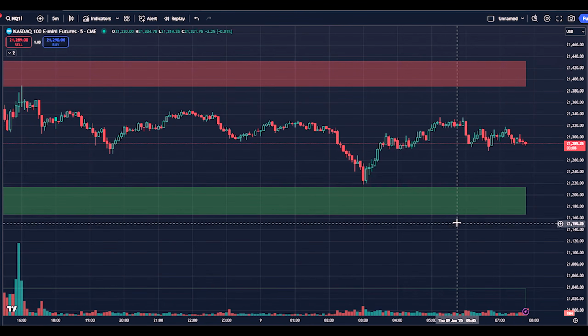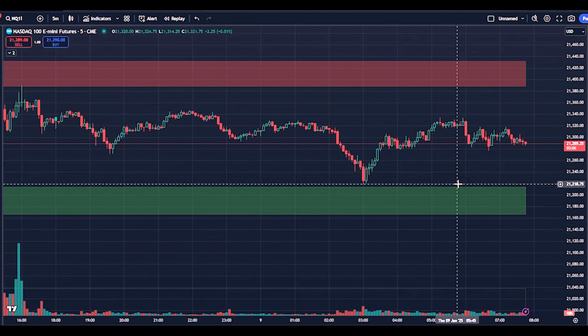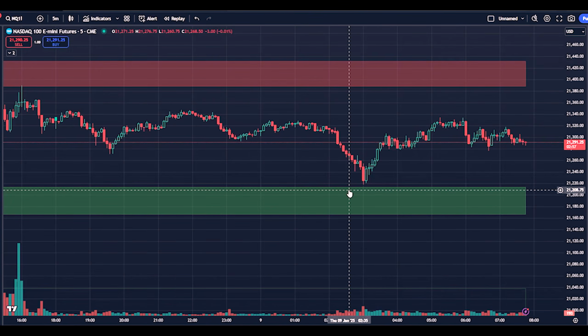Same thing down here. Wicks below it, the zone's gone. It's invalid. That's one way to simplify it, right? The zone's gone. We don't have to worry about that zone anymore. We don't have to wait on confirmation. We invalidate it. But let's say it goes our way.